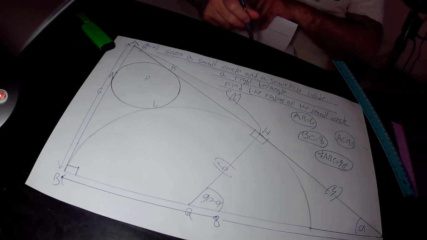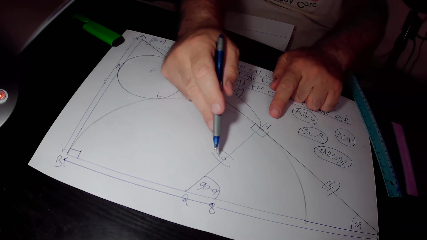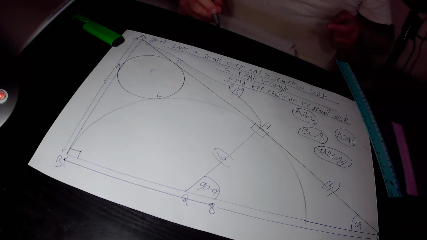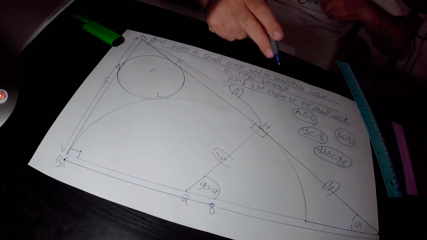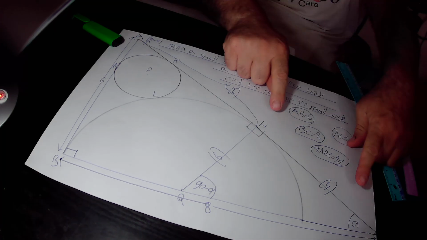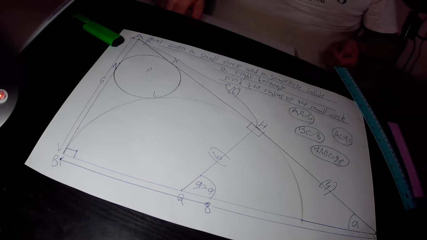AB is 6 over HQ. HQ is B, the radius of the big circle, that equals B according to our definition, and it equals BC. BC is 8 according to what's given in the question, over HC. HC equals 4 according to what we already found out.